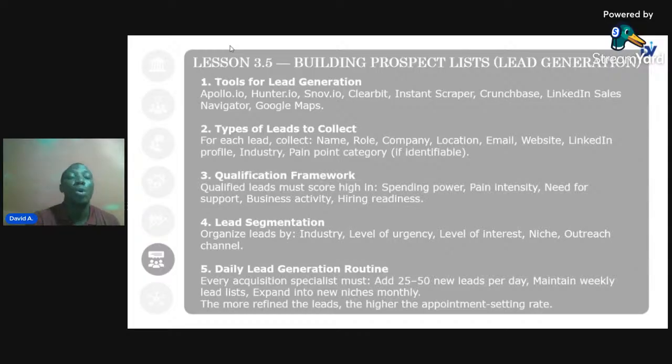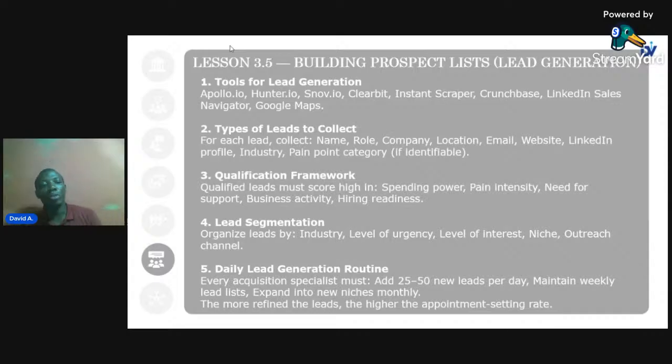You should understand this. Pain intensity is another qualification. The need for support is another. Do they need support now, or are they planning to need support? Business activity is another one. Hiring readiness is another one. How eager are they to hire, right? Number 4 is the lead segmentation. How do you organize your leads?